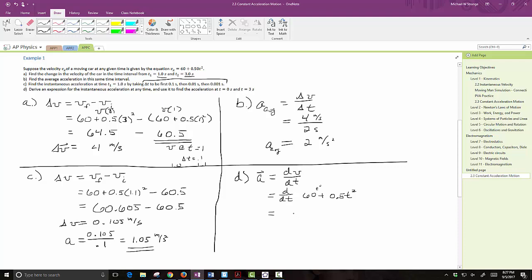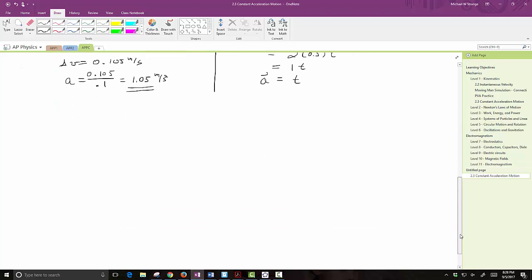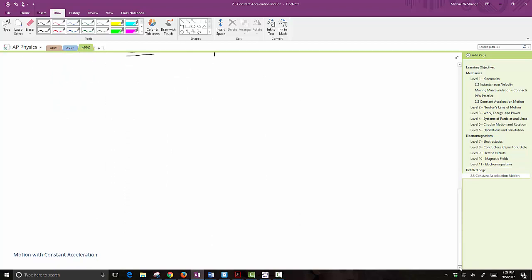So I pull down the 2, and I get 2 times 0.5 times t to the power of 1 minus 1. So I get 2 times half, that's 1t. So my acceleration at any point in time is just that time. That's convenient. So at 1 second, my acceleration in fact is 1 meter per second squared. All right. I was going to talk about graphing, but I think we're just going to handle that in class. So let's talk a little bit about motion with constant acceleration.